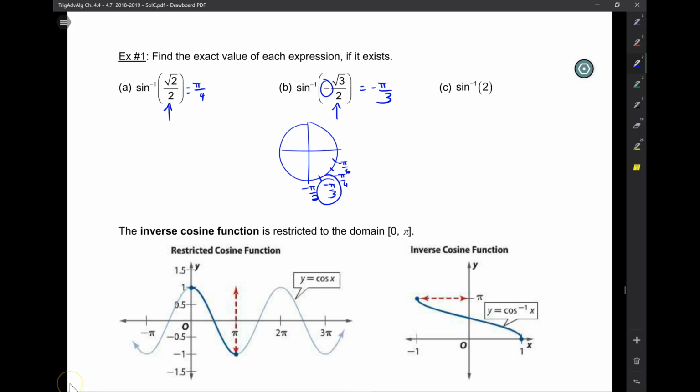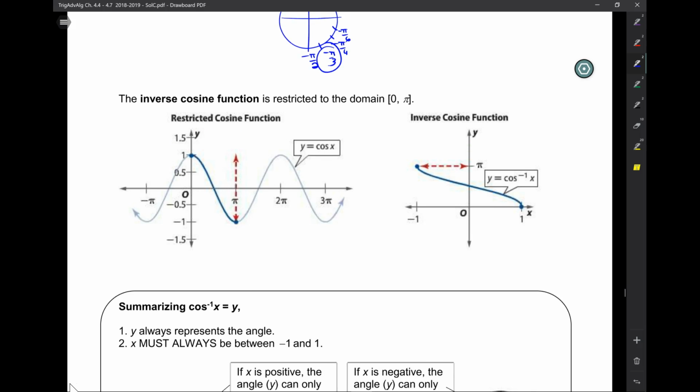Okay? C, inverse sine of 2. If you were listening before, and if you remember what I said before, that's no solution. Why? Because this is greater than 1. What if it was sine of negative 2? Still none, because it can't be less than negative 1 either. Okay. So this is for the sine.